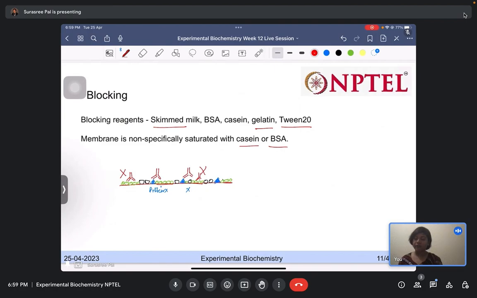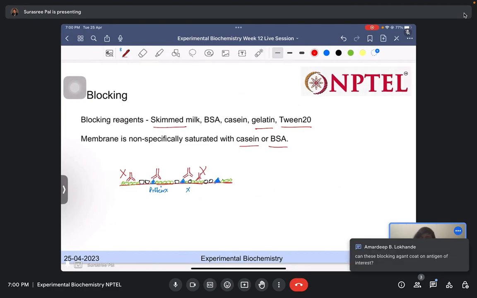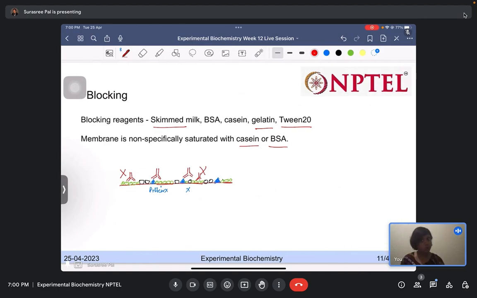So blocking is a very, very crucial step in Western blot, because if we do not block the membrane properly, it will give us many non-specific signals and we will not be able to be certain about the presence of our protein of interest, right? Actually, the blocking can coat our antigen of interest also, which is why after blocking we have to rigorously wash the membrane. So blocking is followed by washing.